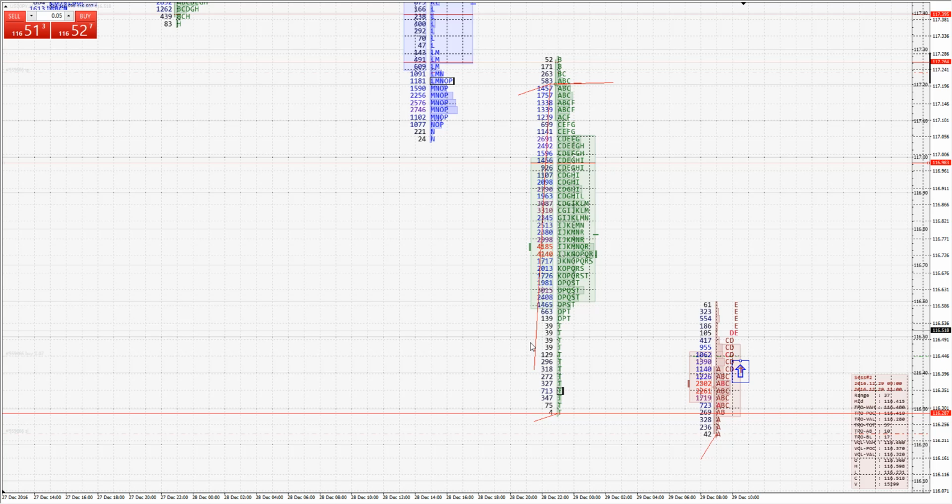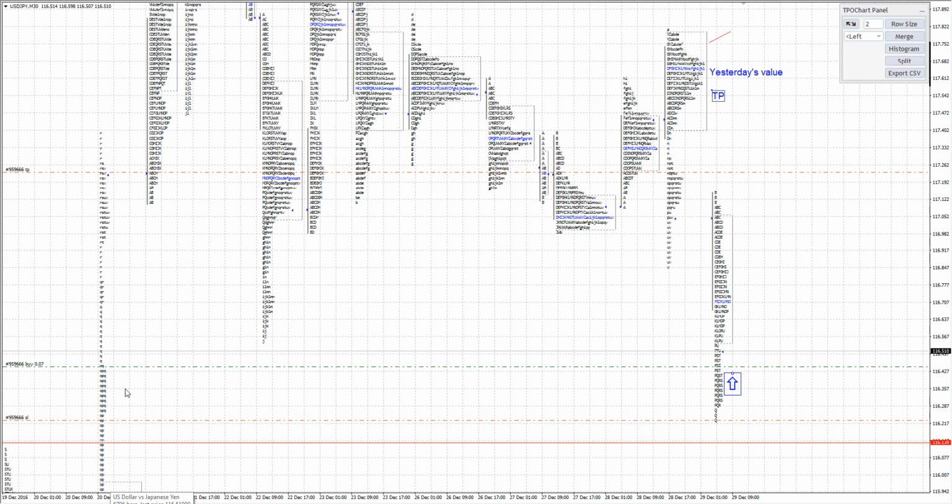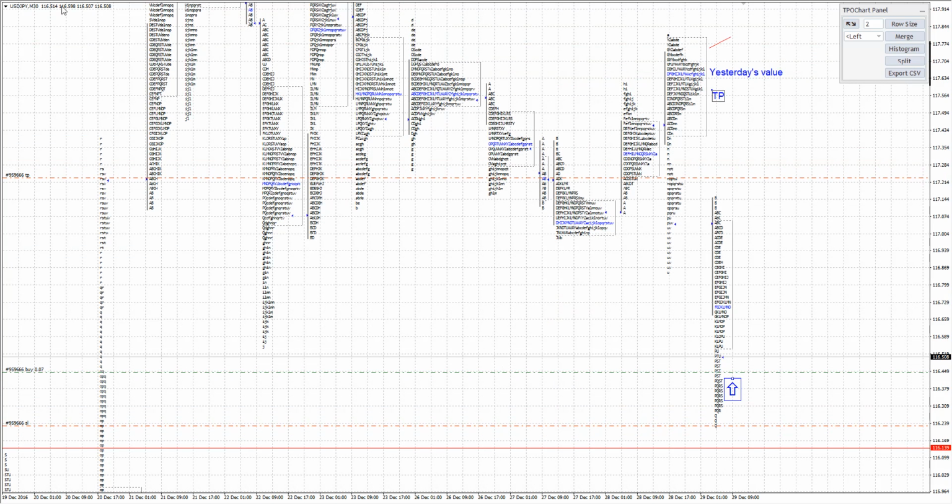Now this auction is separated by the sessions. Now let's take a look, for example, at the longer auctions, or the daily auctions, right? What's the yesterday value? For me, it's most important to see what happened yesterday, or what's happening in the previous days, okay?